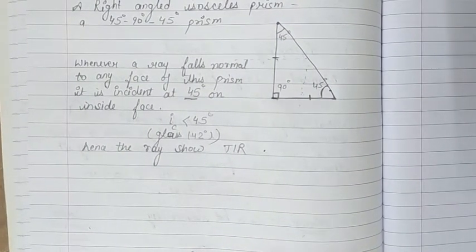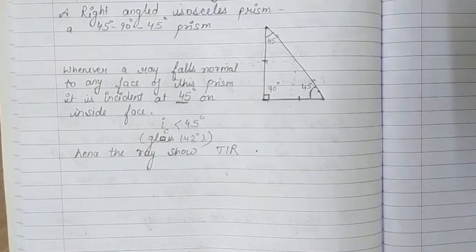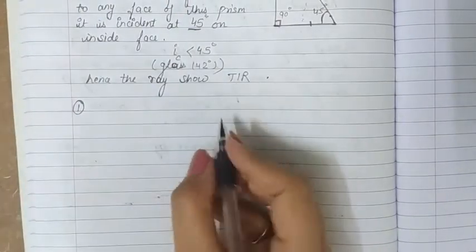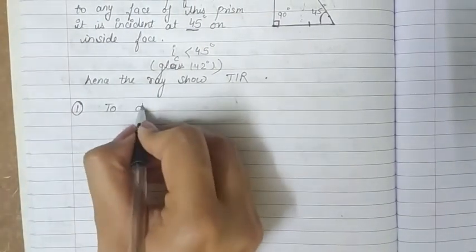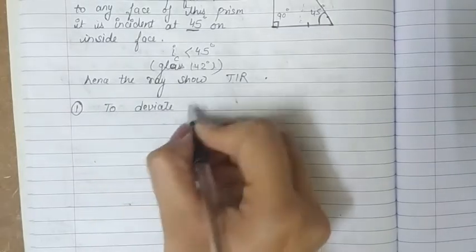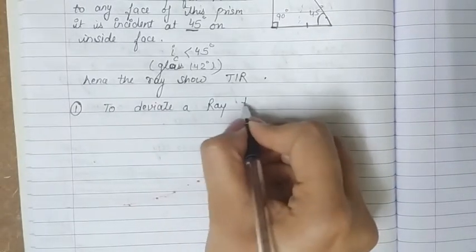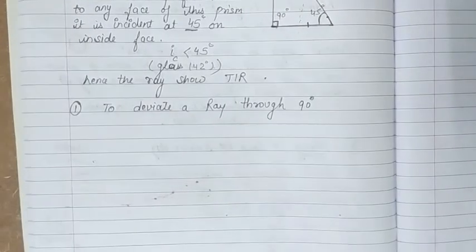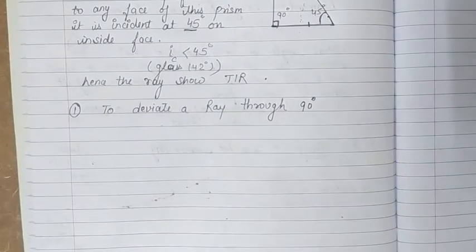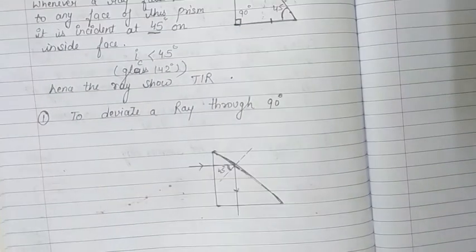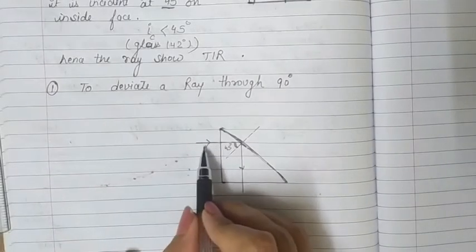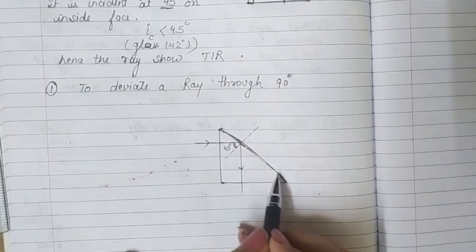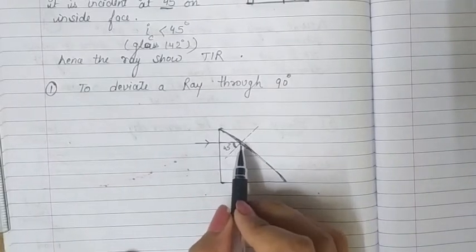Now this property of these prisms can be used in three ways. The first way in which we can use this property of total internal reflection of this prism is that it can be used to deviate a ray through 90 degrees. Means if we put this prism in the path of a ray of light, it will get deviated through 90 degrees. So it will happen like this. If a ray is here, coming normally to this plane, then on this surface it will be incident at an angle of 45 degrees, which is more than the critical angle.